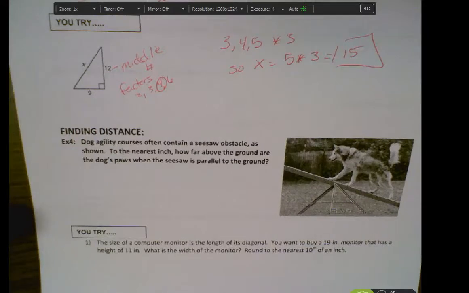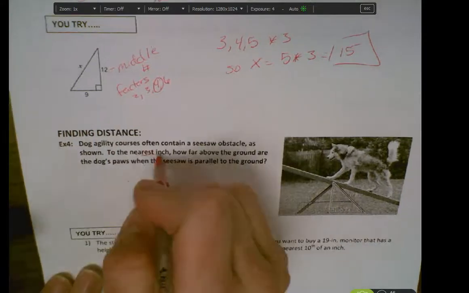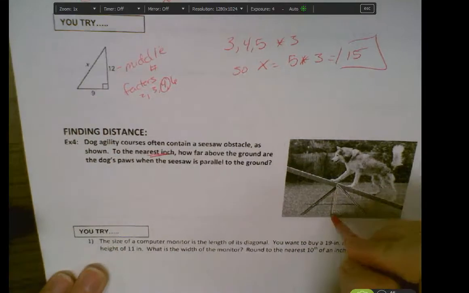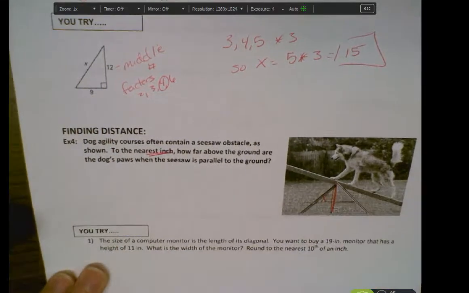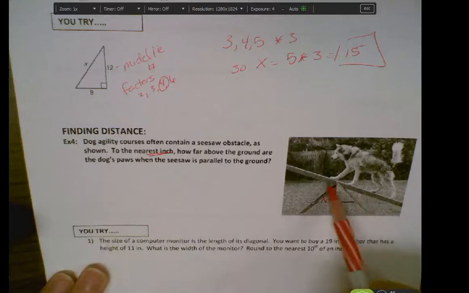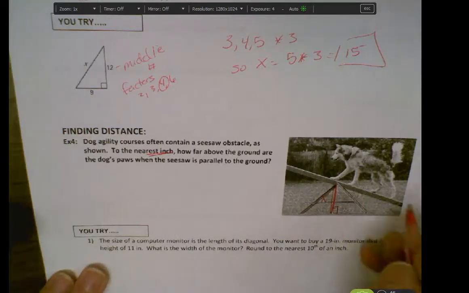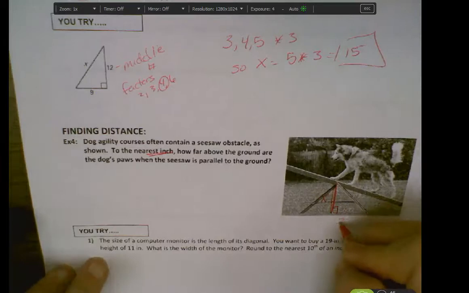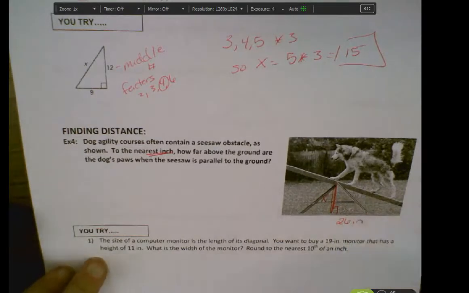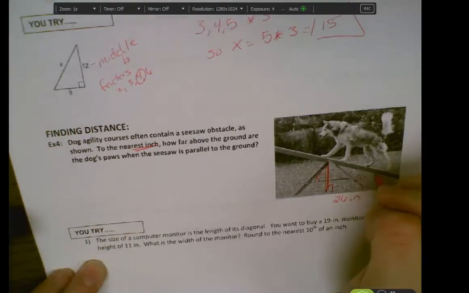Let's do some finding distance or application problems. In a dog agility course, it contains a seesaw obstacle. To the nearest inch, how far above the ground are the dog's paws when the seesaw is parallel? So when we're parallel, we're going to end up here. That means we're parallel to the ground, which means we make a right triangle. This says 26 inches, and this says 36 inches.